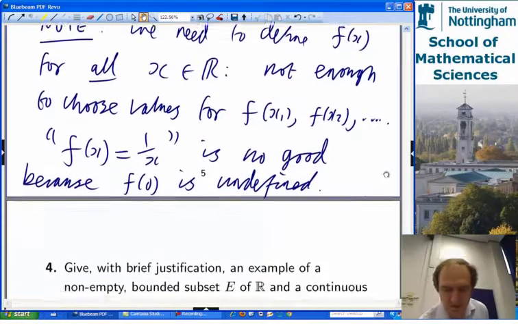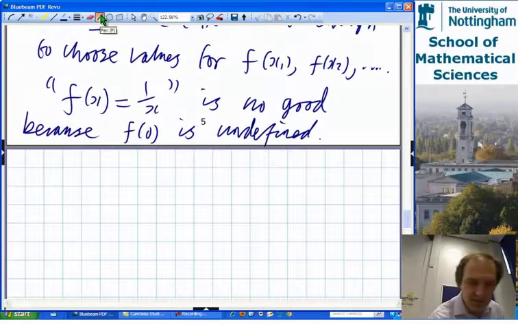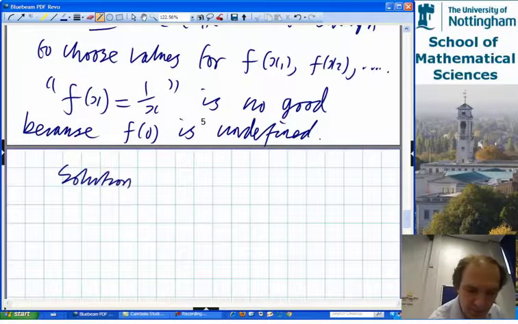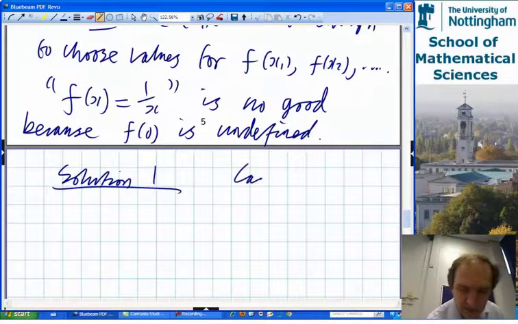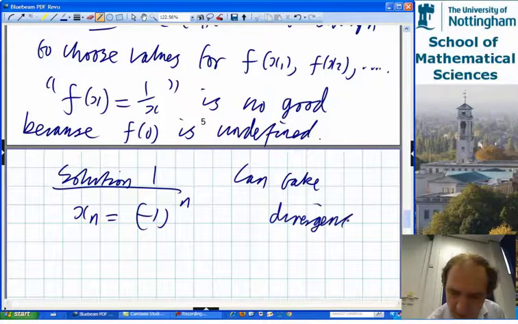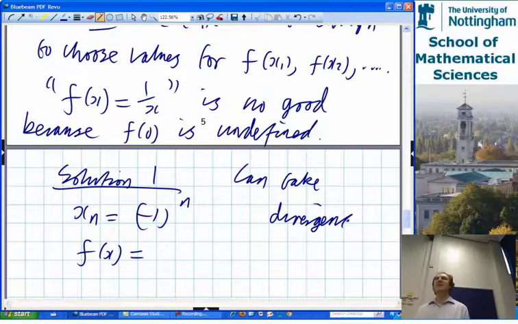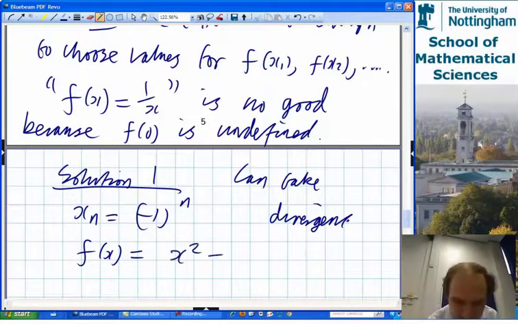So here are two different solutions. Here we go. So solution 1, you can take xn equals minus 1 to the n, which is divergent, and f of x equals... How can you convert that divergent sequence into a convergent sequence? Has anyone got a nice continuous function that will convert minus 1 to the n? Yes? x squared minus 1, or x squared, or whatever. x squared minus 1 is fine.